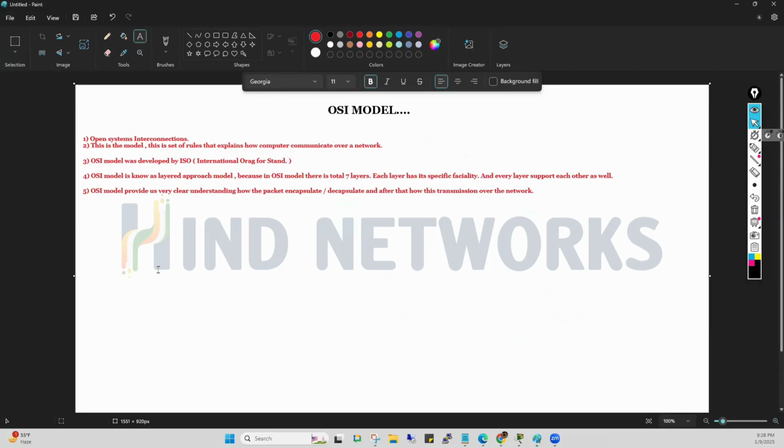Now, I told you the OSI model is called the layered approach model, right? So definitely there will be layers. So what are the layers in the OSI model? Understand? Start with the application layer, guys. What is it, guys? Application layer. After application, guys, there will be presentation.